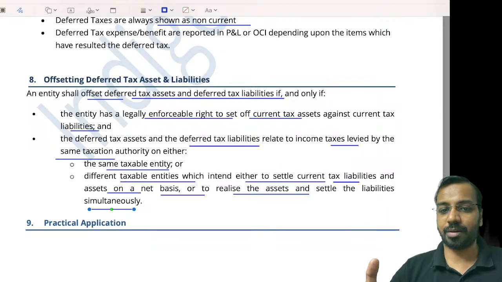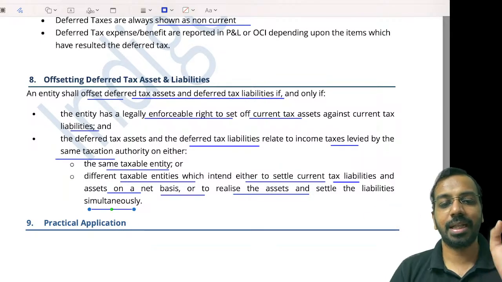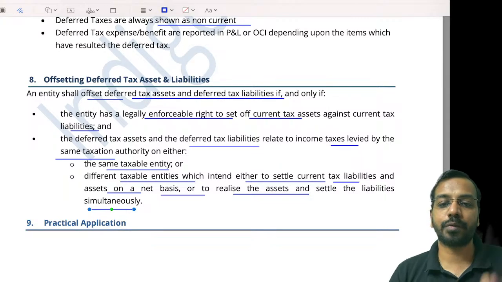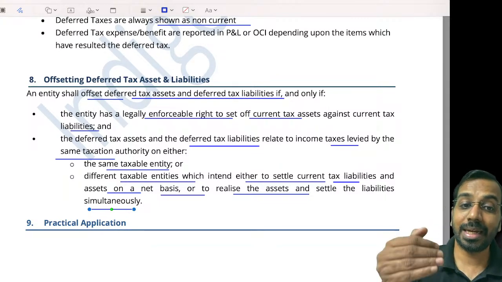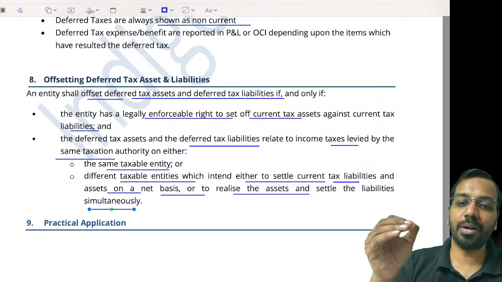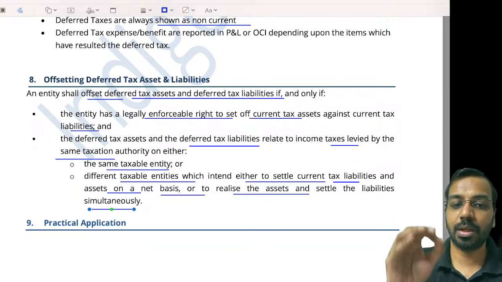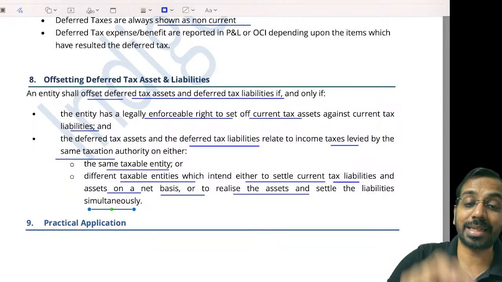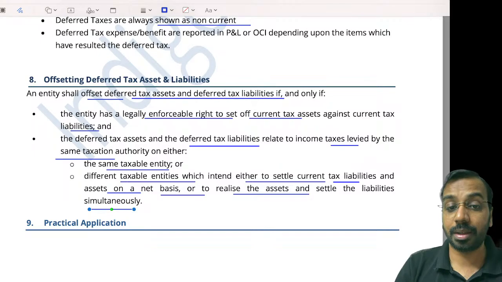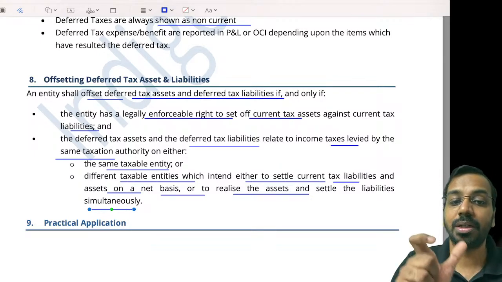Slightly complicated way of wording. Very simply put, if we have the right to offset the asset and the liability, we will show it on a net amount, and it has to be from those authorities which are the same. The taxable entity has to be the same, or even if it is a different taxable entity, they settle the current tax liability and asset on a net basis.